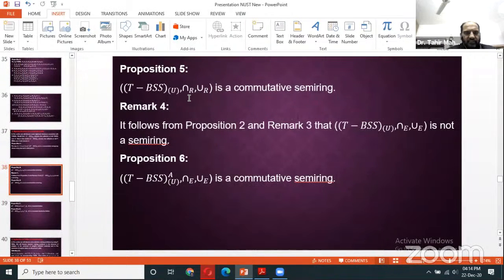Here T bipolar soft sets with restricted intersection, restricted union is a commutative semi-ring. It follows from proposition 2 and remark 3 that T bipolar soft sets with extended intersection, restricted union is not a semi-ring. However, if we define on set A, then it is a commutative semi-ring.